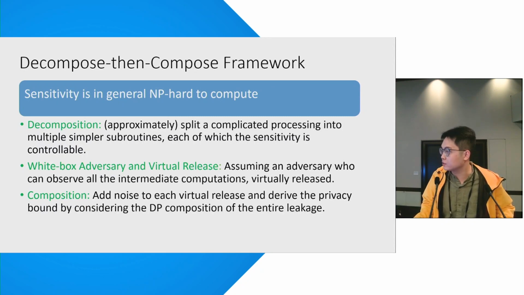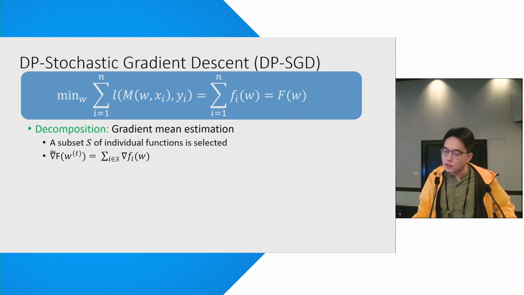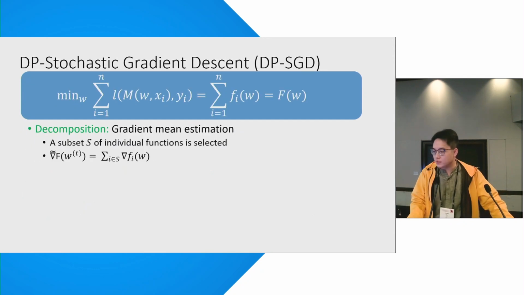Instead of an adversary who can only observe your final release, a white-box adversary observes all your intermediate iterates. Then we add noise across those virtual releases and use compositions. You can use RDP or f-DP to compute the composition to ensure the required privacy guarantee. DPSGD is a classic example of this framework.